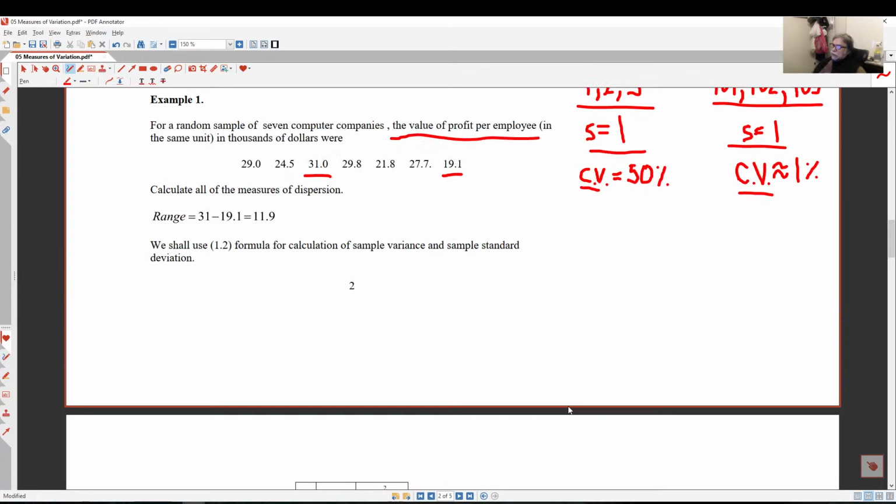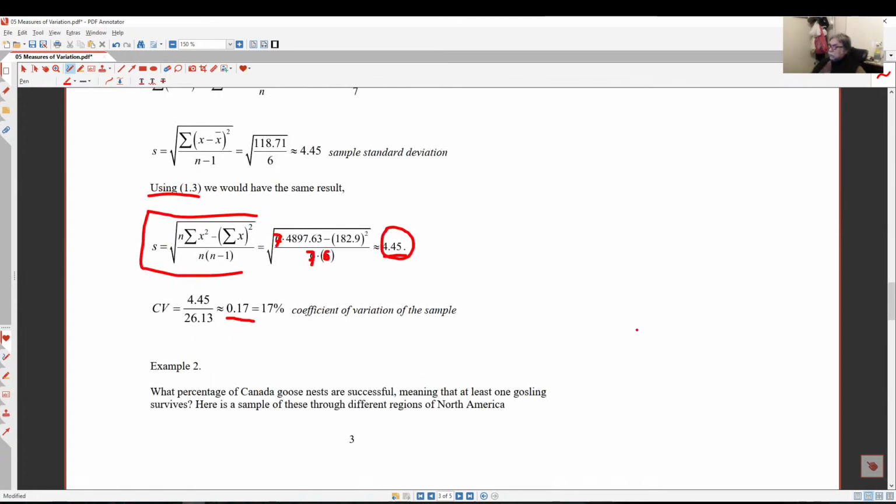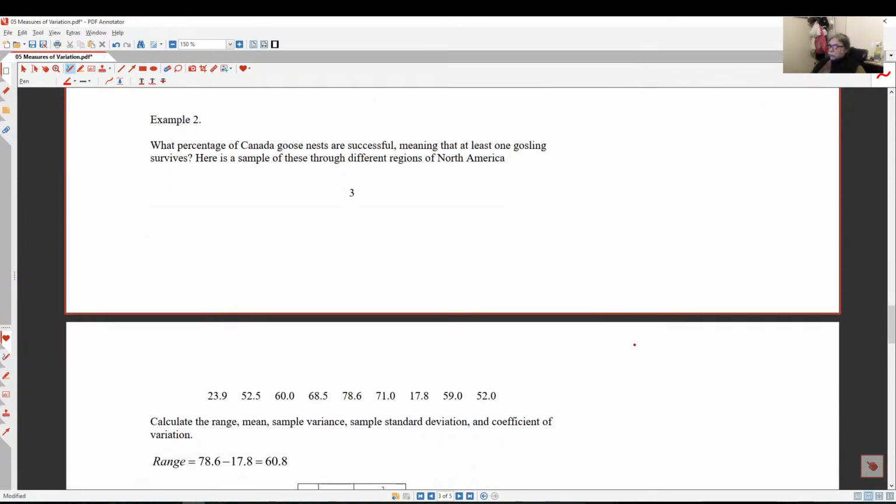We would say this is not really a large variation. I think the cutoff for a bigger variation would be somewhere like 20% to 25%. Coefficient of variation should be like that. Okay? Let's go one more.